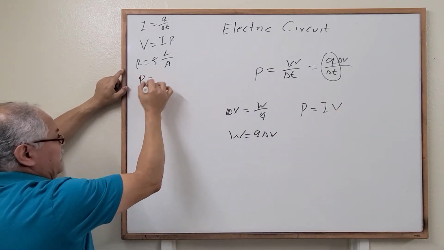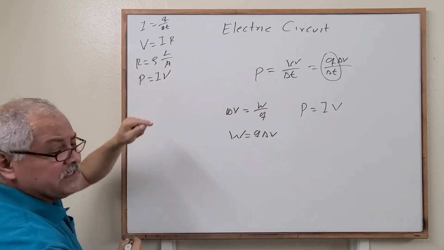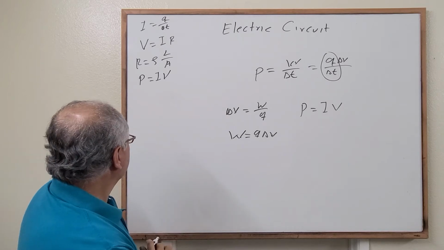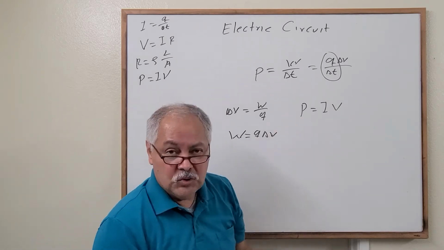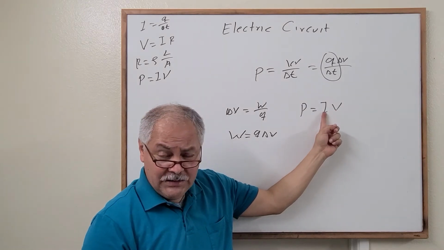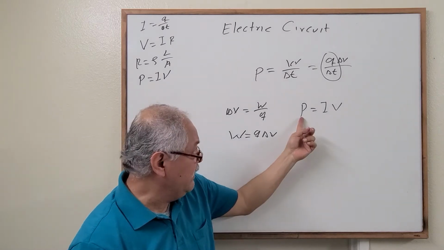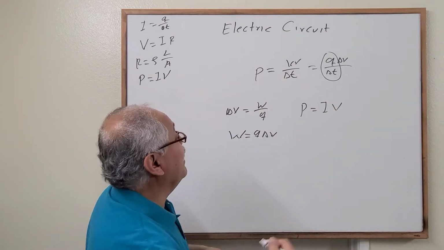Perfect. So electric power is equal to current times voltage, or voltage times current. Great, and it's a new quantity. Also remember that every time we have a quantity multiplied by another quantity, we create a new quantity and we have to define it. And we define it as power, right? Electric power.